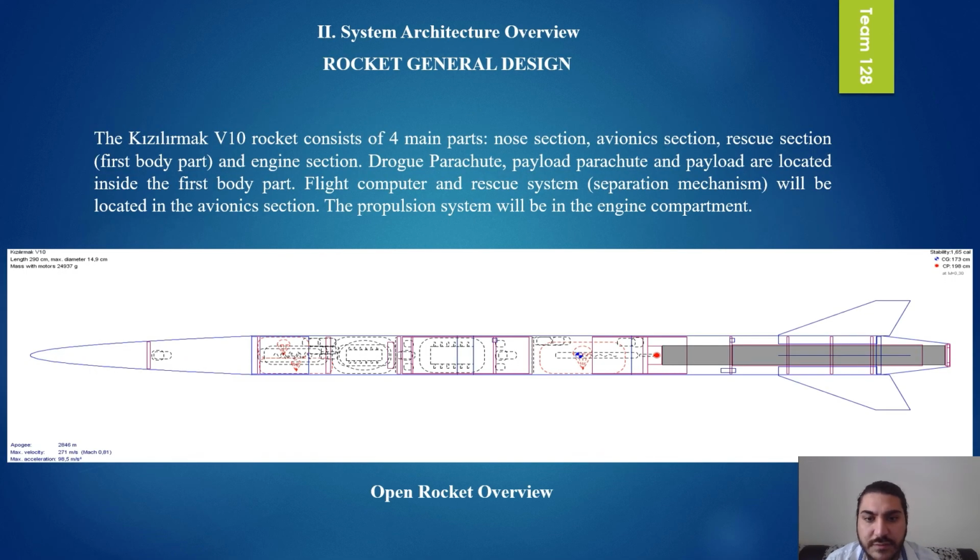The Kızılırmak V10 is designed for 10,000 feet in the OpenRocket software. We can divide the outer body into 4 main parts. These are nose section, avionics section, rescue section, and engine section. Drag parachute, parachute, and payload are positioned inside the first body part. Next comes the avionics section, and flight computers are located in this section. The main parachute is located in the upper part of the engine compartment. The engine is in the engine compartment.